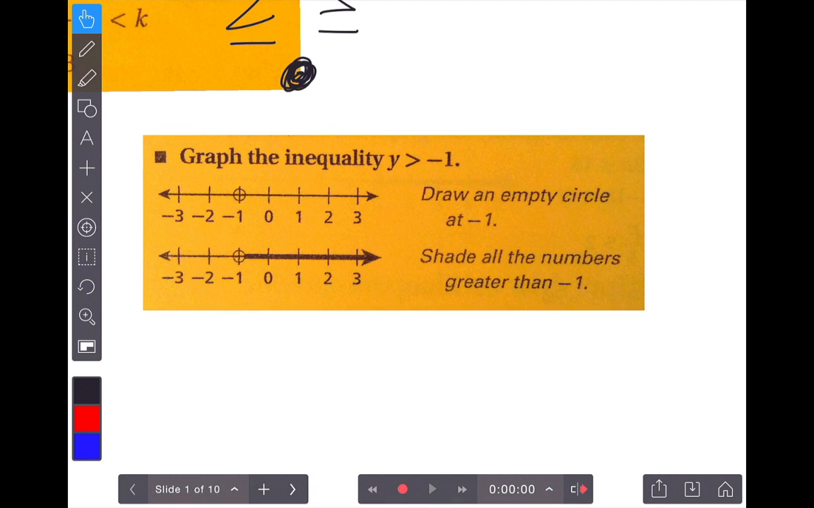So the equation is y is greater than -1. Notice on the graph, we plot -1. So you don't have to put all those numbers. Simply just do this. Show me -1. Show me that it's open. And since it's y is greater than, show me to the right. And that's really all I'm looking for.